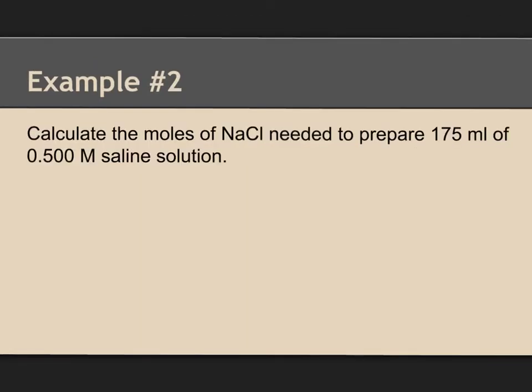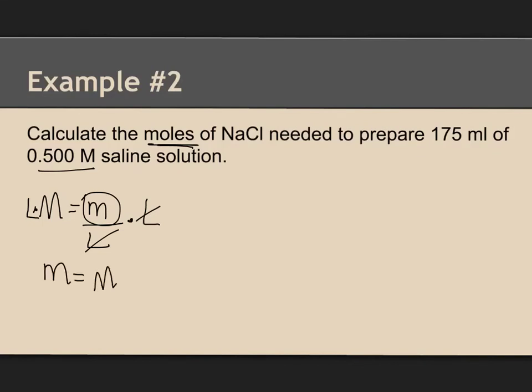Example number 2 is a little bit different. We're asked to calculate the moles, and we're given molarity. So we are going to have to rearrange our problem here to solve for moles. To get rid of the liters, I'm going to have to multiply both sides by L, and that cancels out. So my moles are going to equal molarity times liters.